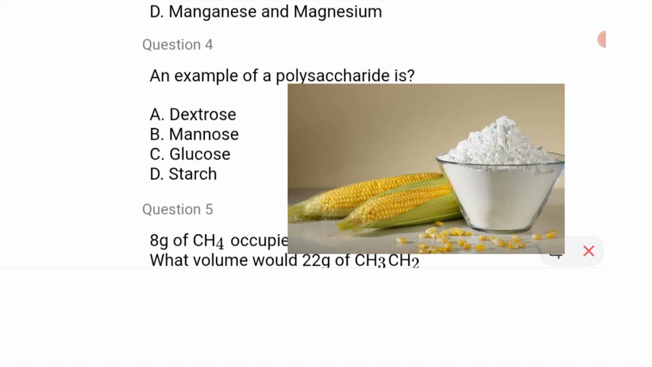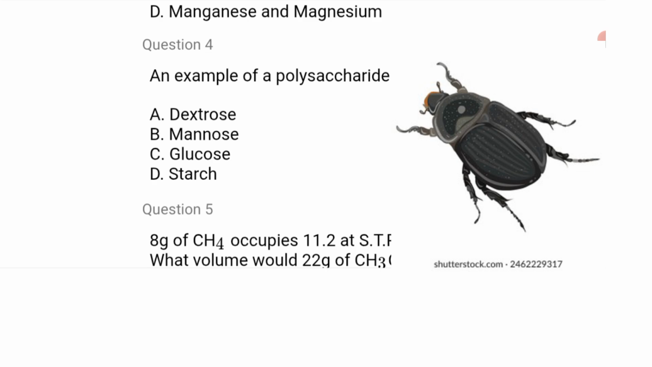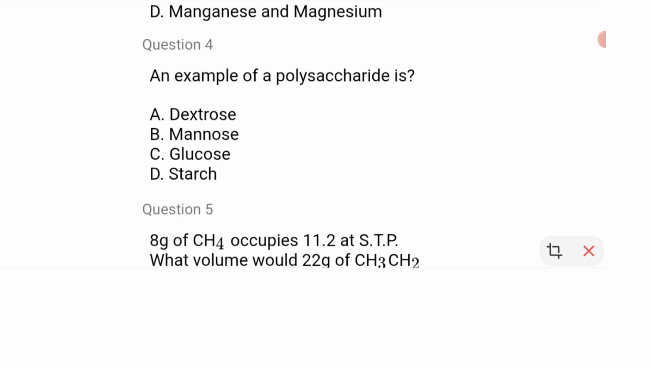Starch is a polysaccharide. Starch is made up of thousands of units of glucose that are joined or bonded together. Other examples of polysaccharides are chitin, which makes up the exoskeleton of insects and crustaceans like crabs. You also have cellulose found in the cell wall of plants. Then you have glycogen, which is a form in which glucose is stored in animals. So the answer to that question is option D. So just choose D.